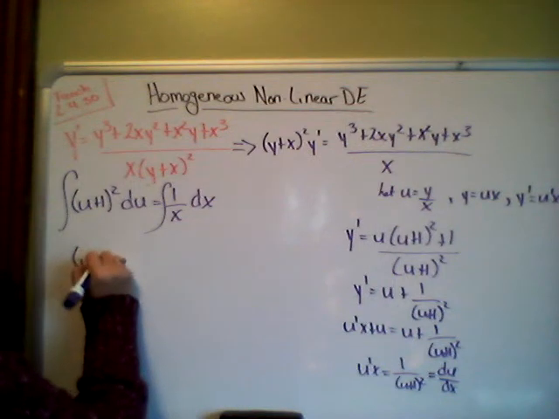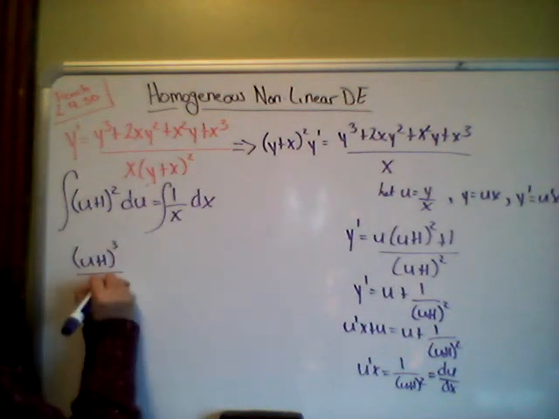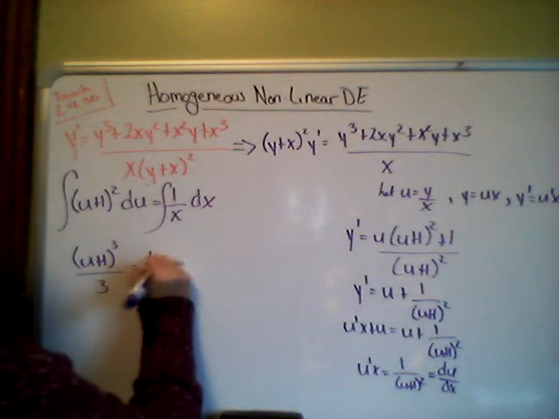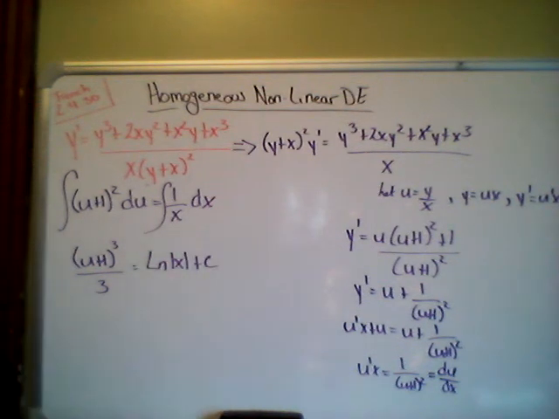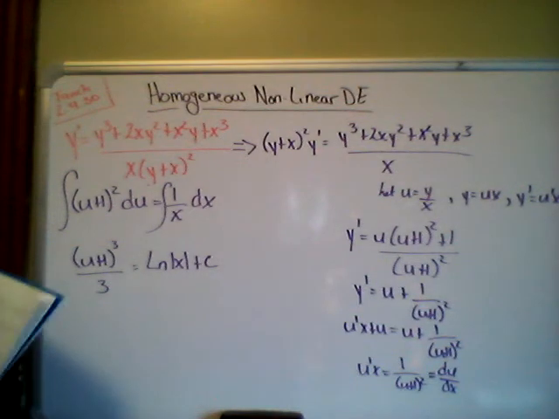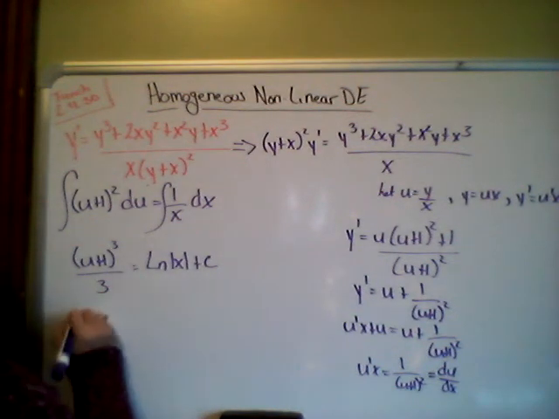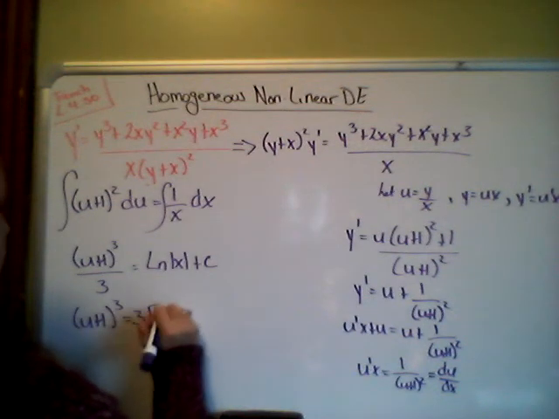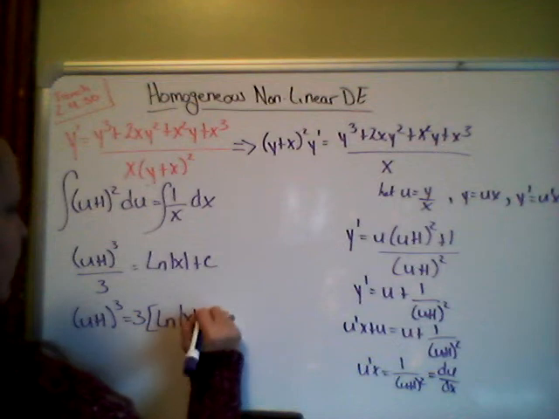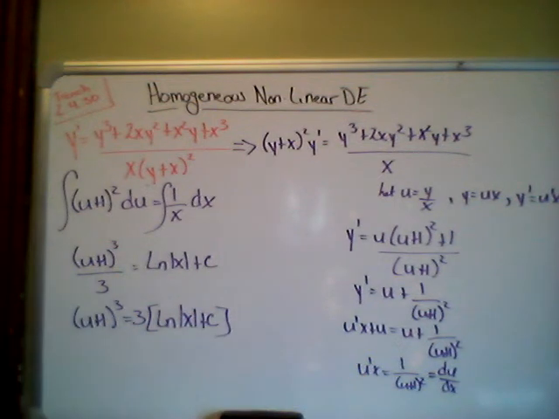This is just going to be (u plus 1) cubed over 3. And this, as we know, is ln of the absolute value of x. We do need our constant c here. We multiply both sides by 3 so that we have (u plus 1) cubed equals 3 times the natural log of the absolute value of x plus c. You could have the 3 absorb into the c and create a c2, but I found when I did it that it really didn't make anything neater.